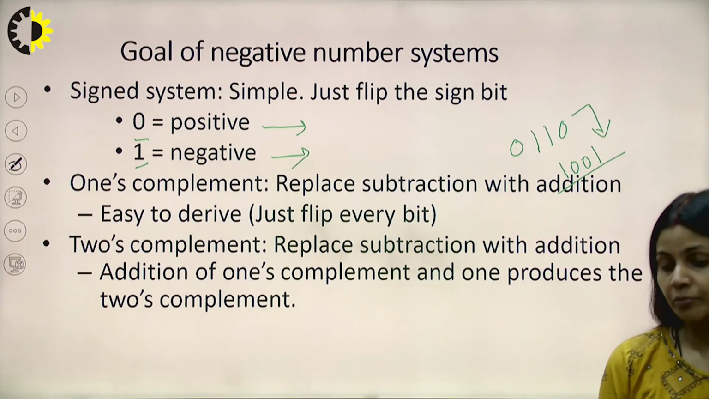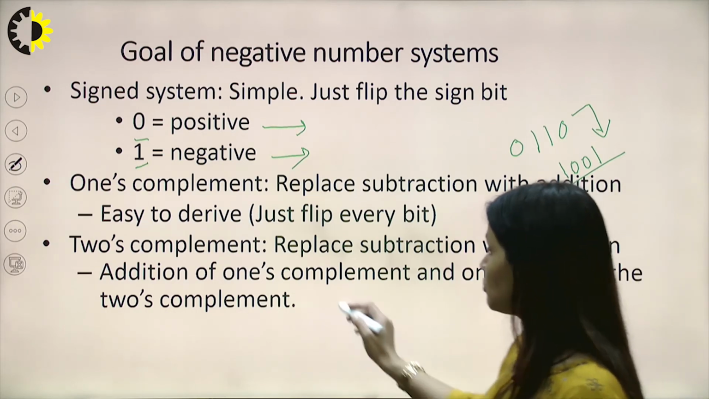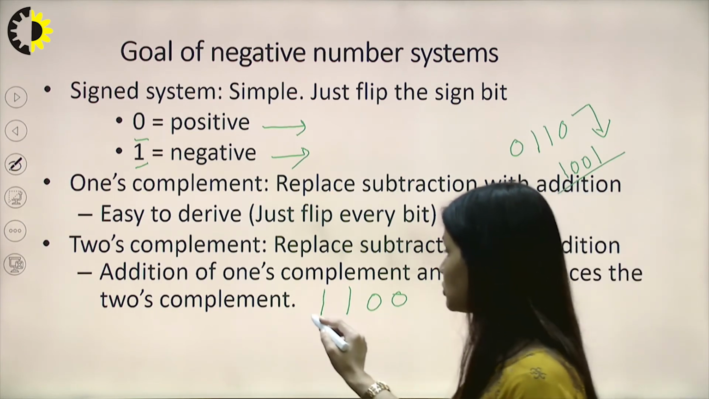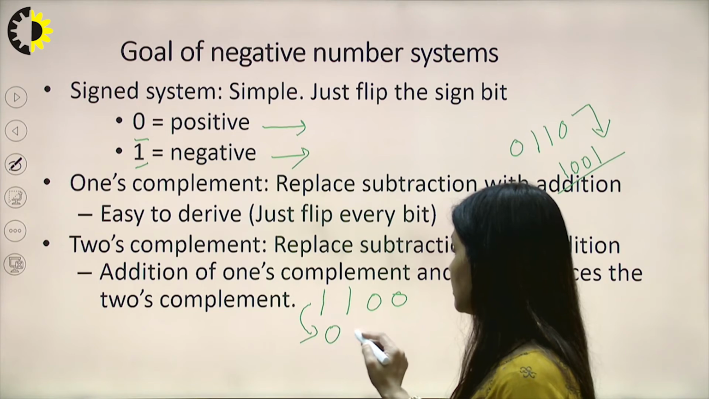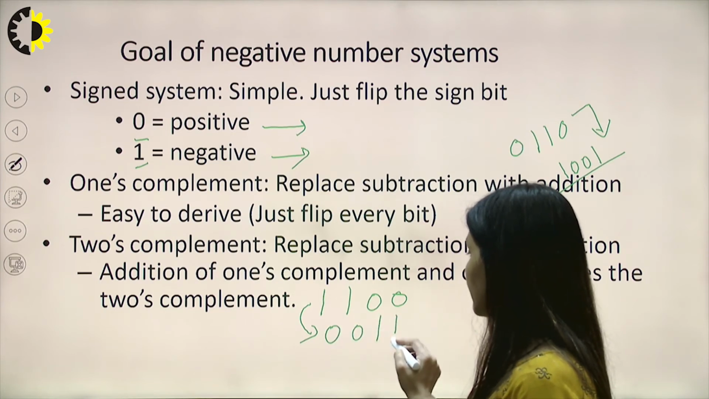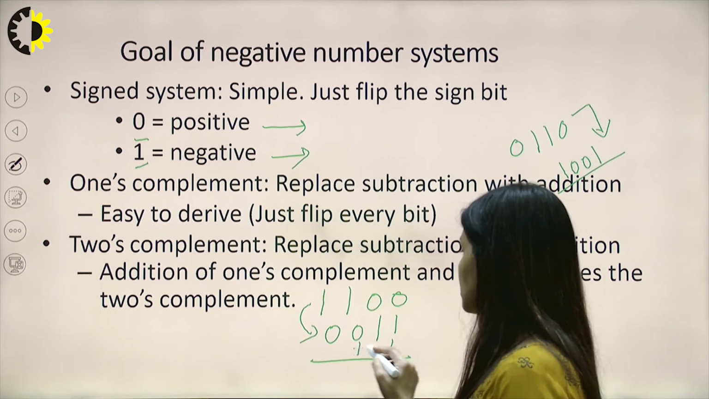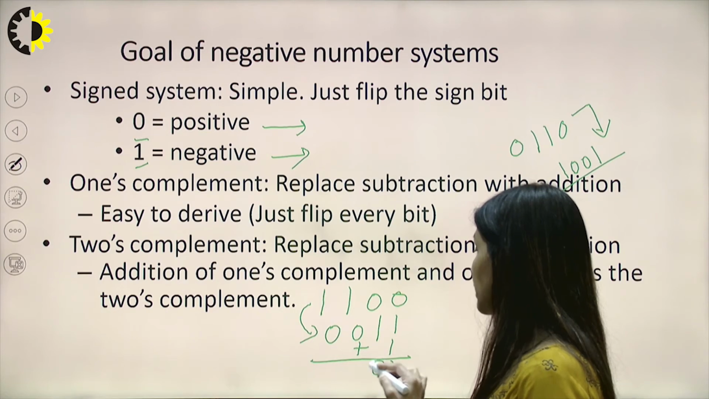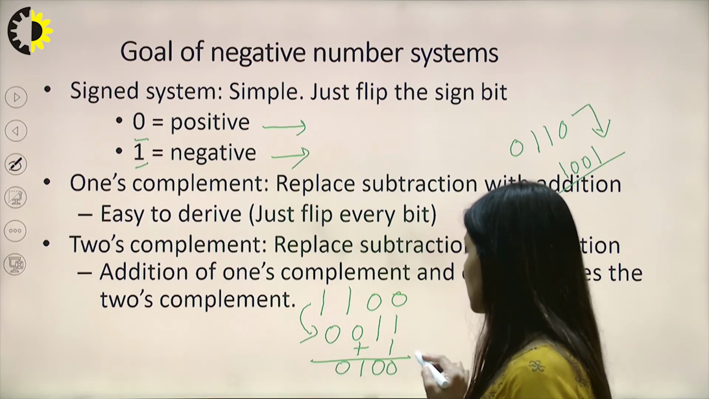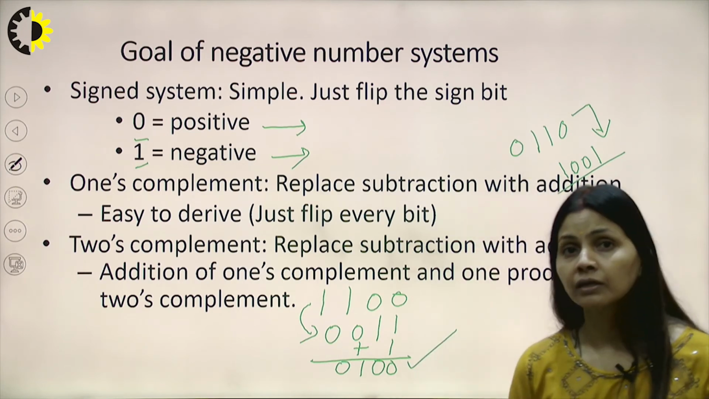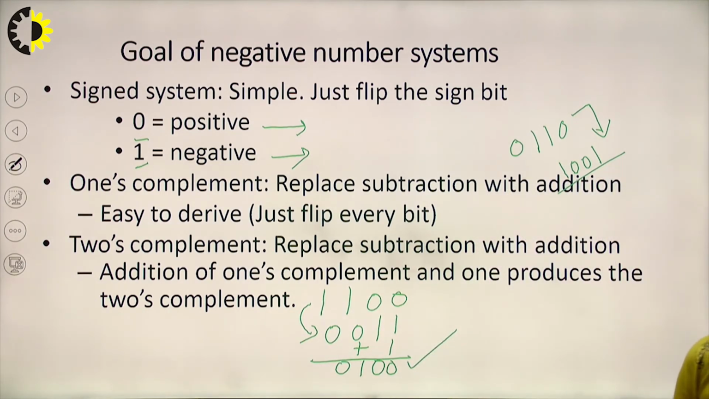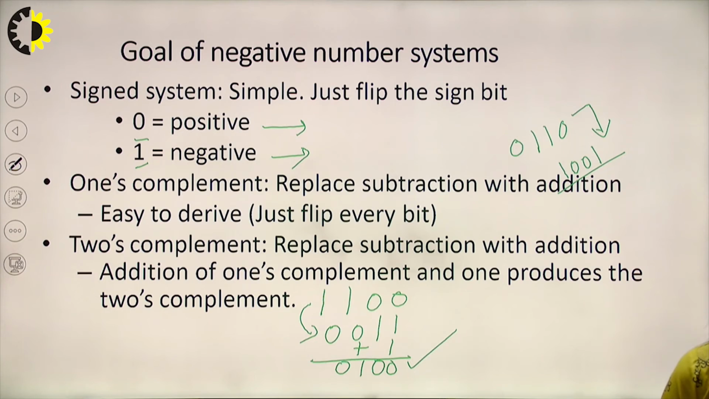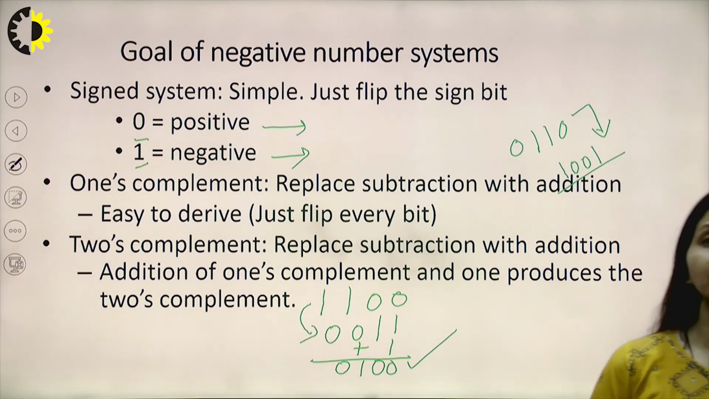Now the 2's complement number. If I want to write the 2's complement of this, first I will take the 1's complement and then I will add a 1. So the carry will go, and this will be the 2's complement number for the binary number. The 2's complement is basically replacing the subtraction. The 1's complement is also replacing the subtraction.